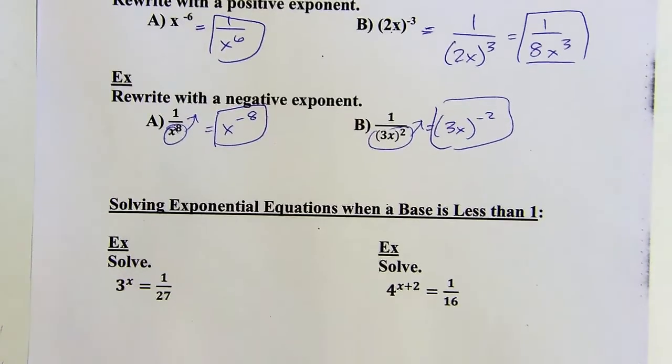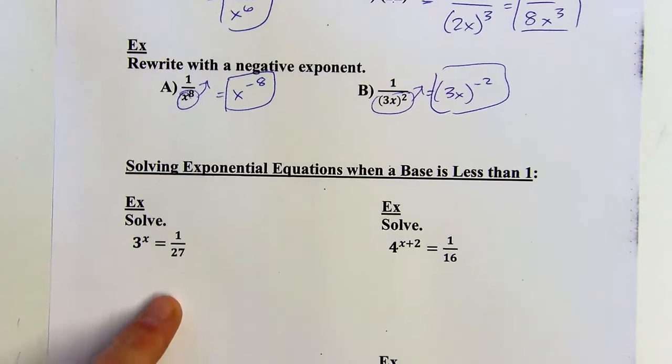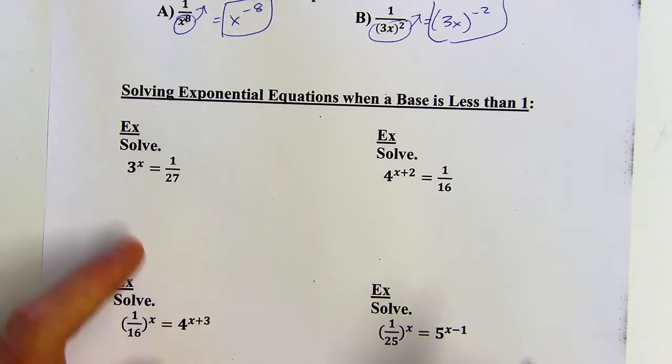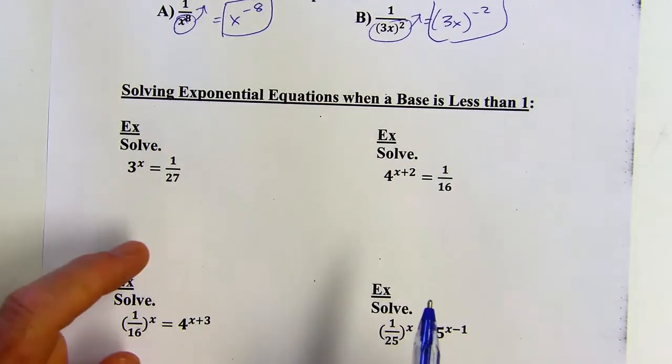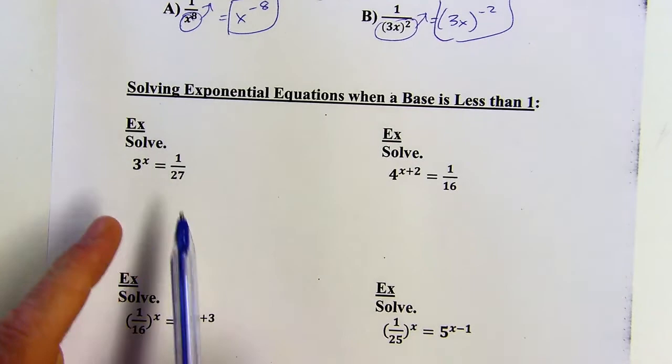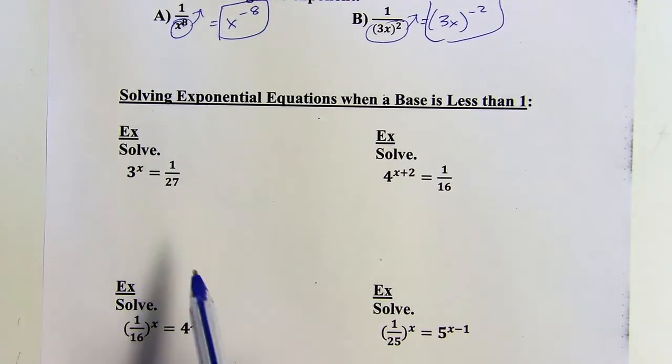Okay, so that brings us to these problems. So you'll notice these last 4 problems, all of them have 1 over something. And whenever I see the 1 over something, when I'm trying to write both sides with the same base, I'm thinking, oh, I can use a negative exponent.